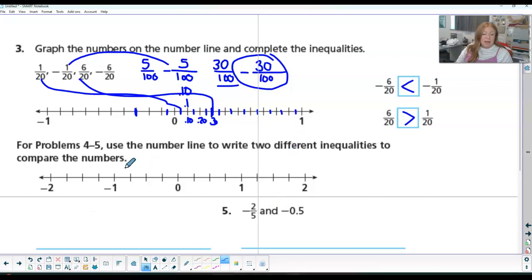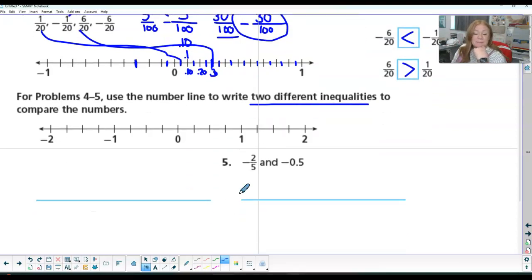All right, number 5 asks us to use the number line to write 2 different inequalities. So we're going to write it forwards, then we're going to write it backwards. So first we need to compare 2/5 and 5/10. So this is broken up into 1, 2, 3, 4 pieces. So this can't go on here as it is. So let's think about this one.